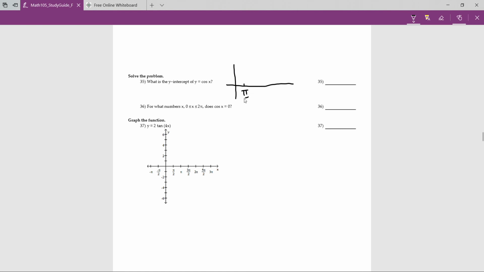It has pi halves, pi, 3 pi halves, and then 2 pi. So it starts here and goes like this. We only care about the y-intercept. So the y-intercept is at (0, 1), or you could just always set 0 for x and you get a y value of 1.